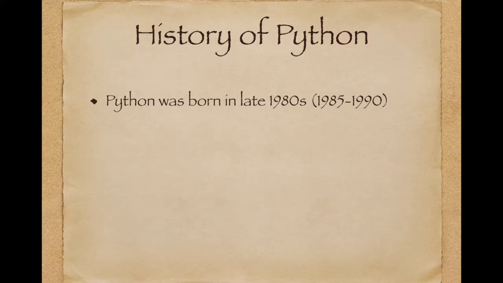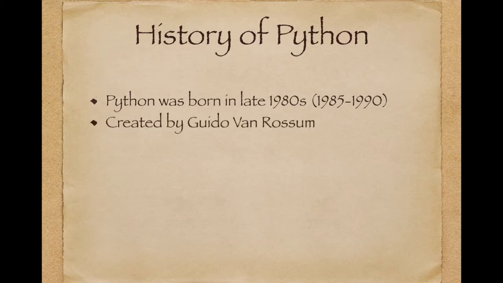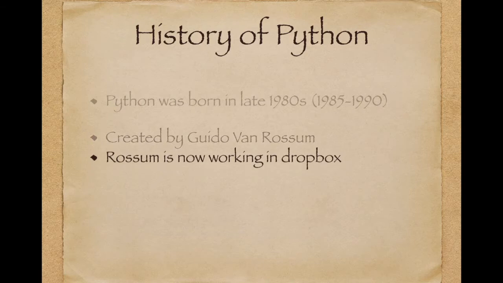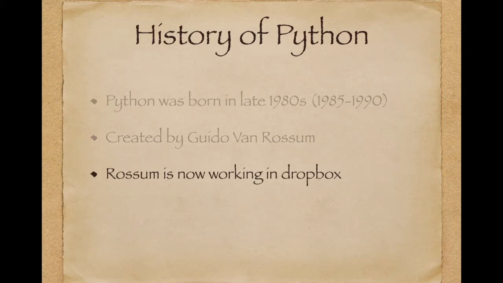Very recently, most people think this Python programming has been developed very recently, but actually that's not true. In fact, Python is a very old way of programming, from the late 1980s, exactly between 1985 and 1990. It was developed by Guido van Rossum. So he is the father of Python programming, and now he is working at Dropbox.